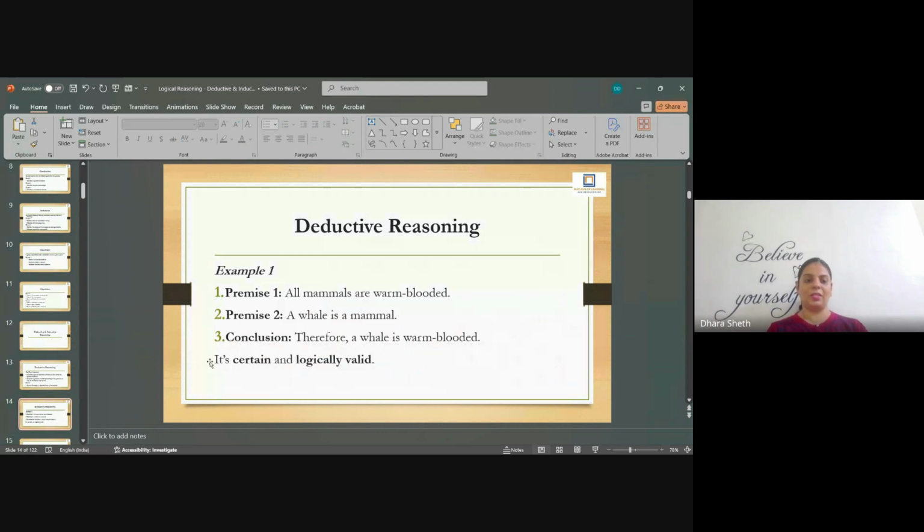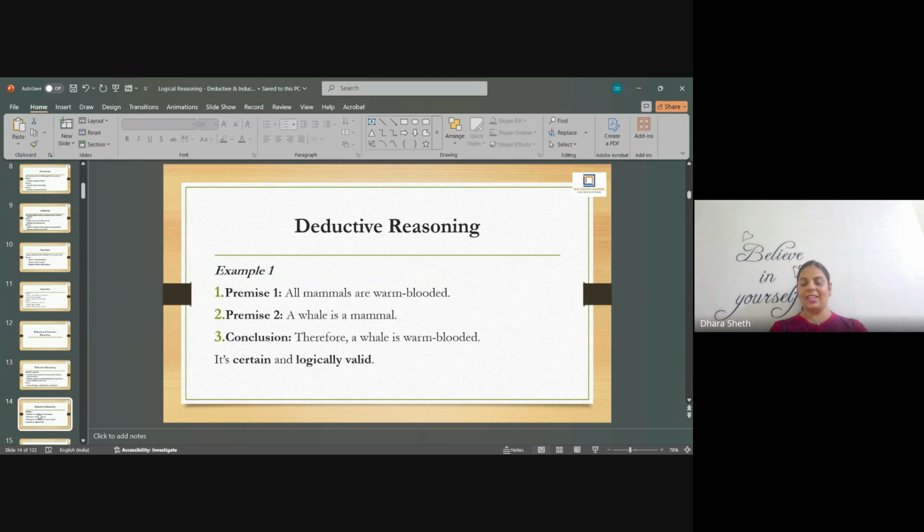Let's take an example so that you can understand this better. All mammals are warm-blooded. The statement says that all mammals are warm-blooded. A whale is a mammal. Therefore, a whale is warm-blooded. It is certain. It is saying with surety that all mammals are warm-blooded. And the flow goes in a way that it seems certain and logically valid. That is why it is deductive reasoning.